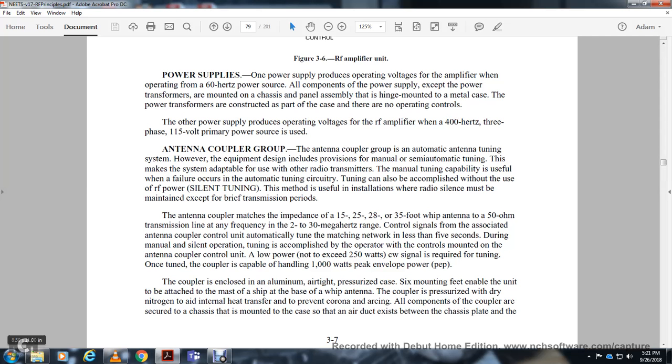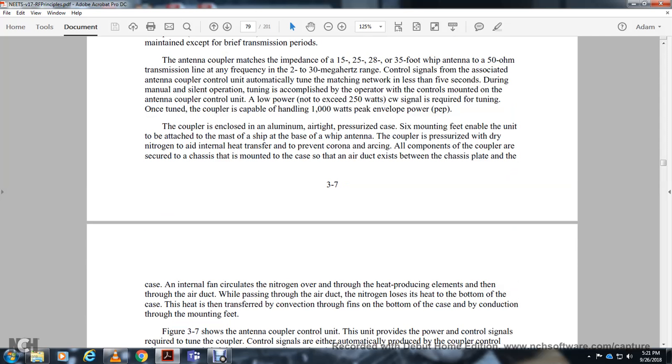The coupler is pressurized with dry nitrogen to aid internal heat transfer and to prevent corona and arcing. The L component of the coupler is secured to the chassis and mounted to the case, and an air duct exists between the passing plate of the case and the internal frame. The nitrogen circulates over the heat-producing elements and then through the air duct. The heat is transferred to the case, to the cooling fins by convection at the bottom of the case, and by conduction through the mounting feet.